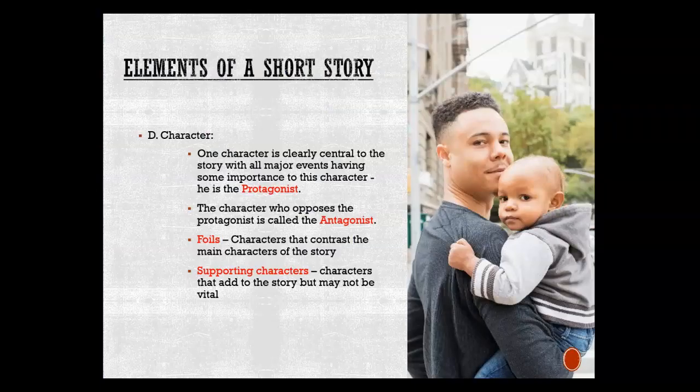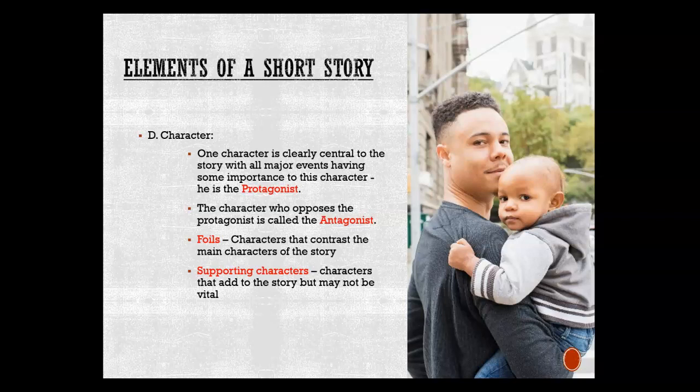Character can also mean a person in the story. One character that is central to the story, which all may eventually have importance, is the protagonist. We sometimes call this the main character. Sometimes you'll think of them as a good guy, although the protagonist does not have to be morally good. They just have to be the most important character in the story.